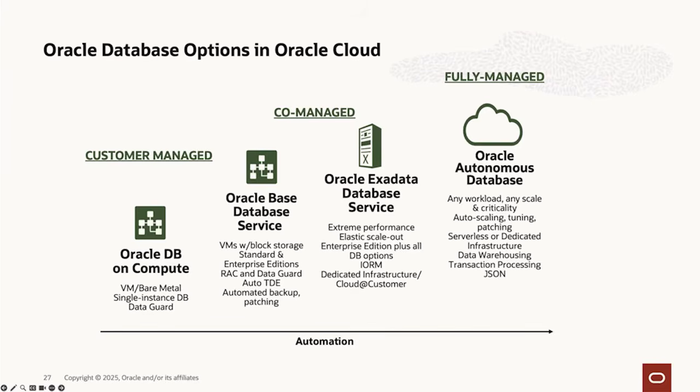And then finally, on the far right, we have Oracle Autonomous Database meant for any workload, any scale, any criticality. It self-patches, it self-tunes, it auto-scales, and is available in either serverless or dedicated deployments. You have a couple different flavors for data warehousing or transaction processing, but this is fully managed. You don't have to worry about the underlying infrastructure or doing any of the menial maintenance tasks that we mentioned that are automated, fully managed, and you just have to worry about the data that's in there.